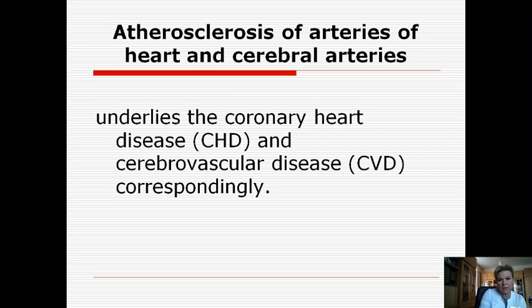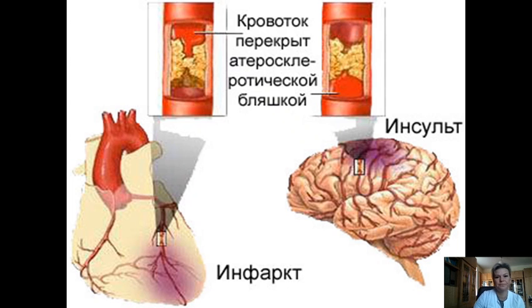If we talk about atherosclerosis of arteries in the heart and cerebral arteries, it underlies the coronary heart disease and cerebrovascular disease correspondingly, and we will talk about those diseases later. Look at this scheme: a blockation of the coronary artery leads to infarction in the heart, and blockation of a cerebral artery leads to ischemic infarction or ischemic stroke in the brain.